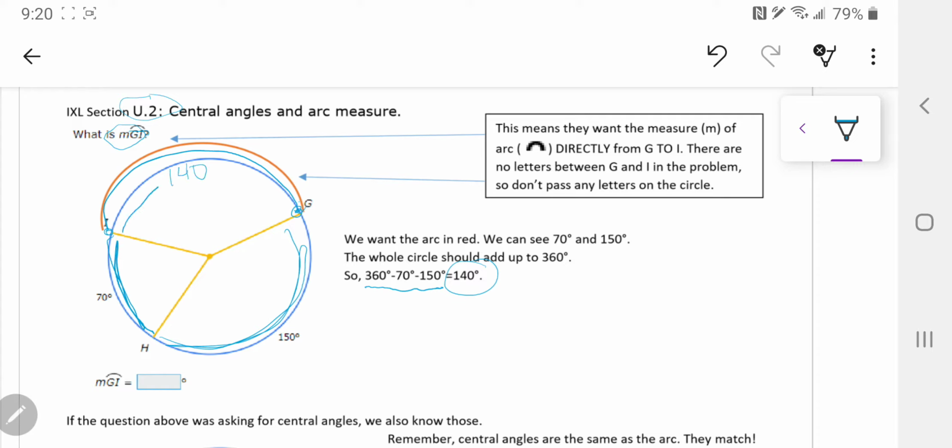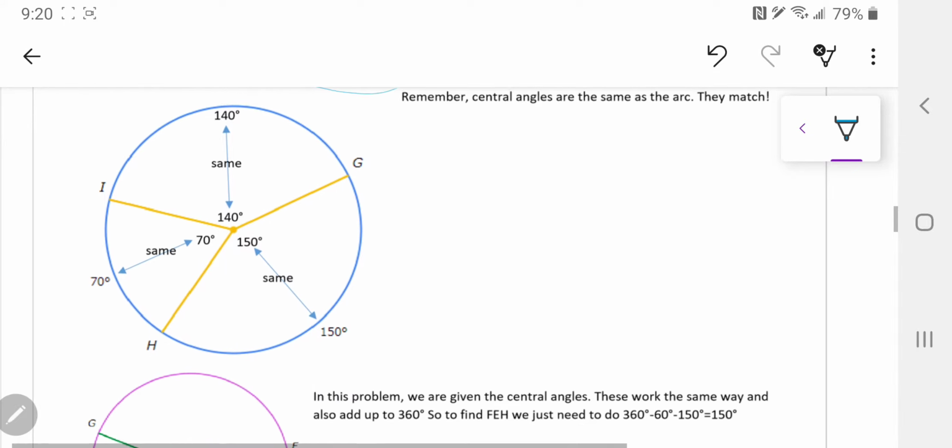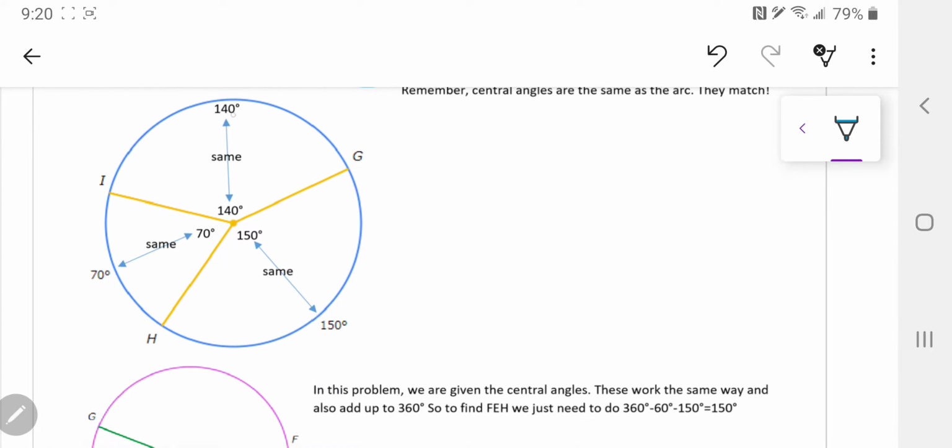Now that's the angle measurement of the arc. It's also the central angle because those are the same angles. So if the question was asking for the central angle, it's the same. 140 here, 140 here, 70 here, 70 here. So here you can see these are the same, these are the same, these are the same. So this is from here to here.